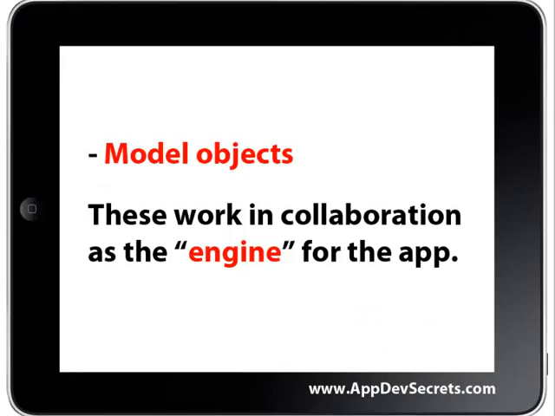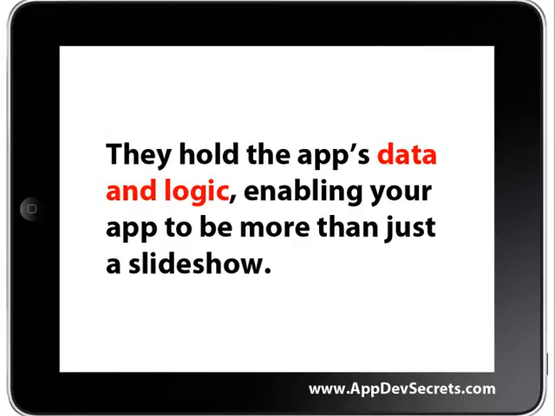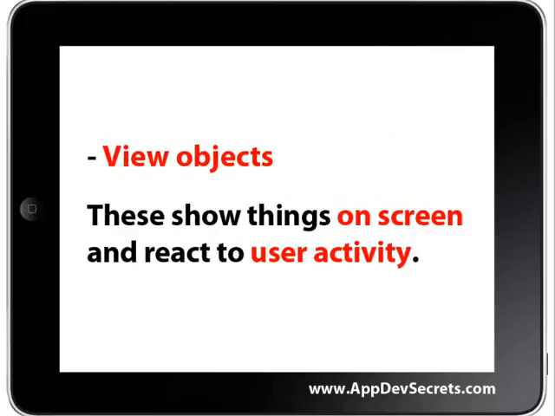Model objects. These work in collaboration as the engine for the app. They hold the app's data and logic, enabling your app to be more than just a slideshow. View objects. These show things on screen and react to user activity.